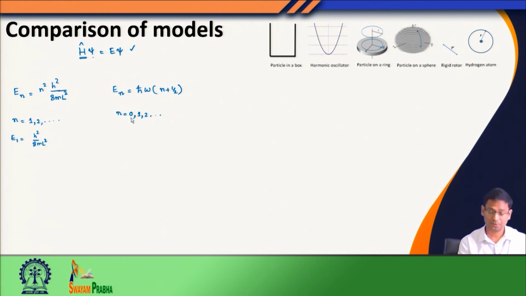Here the lowest possible value of this quantum number n is 0. So, therefore, E0 is your half h bar omega, and this is the zero point energy of this system.